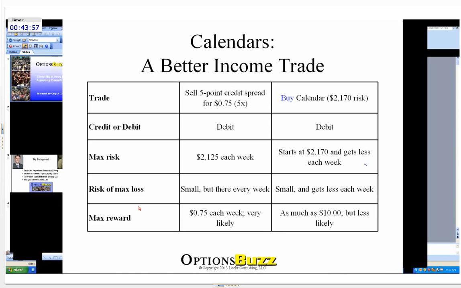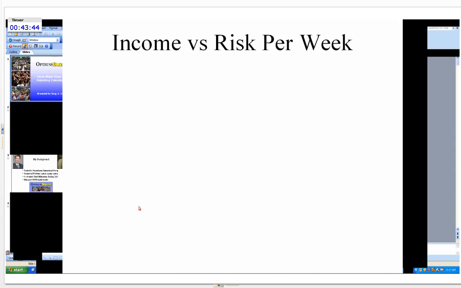Now, here's the big deal here. This is awesome. This is huge for trading. The risk of the calendar gets less every single week. Every single week you're in the trade, your risk goes down.